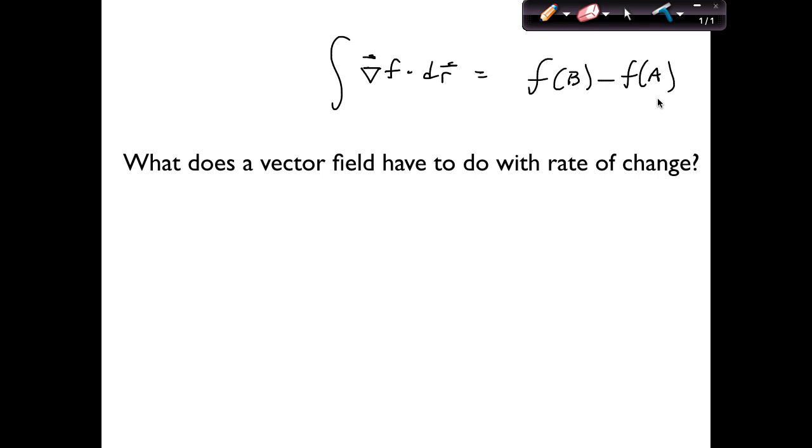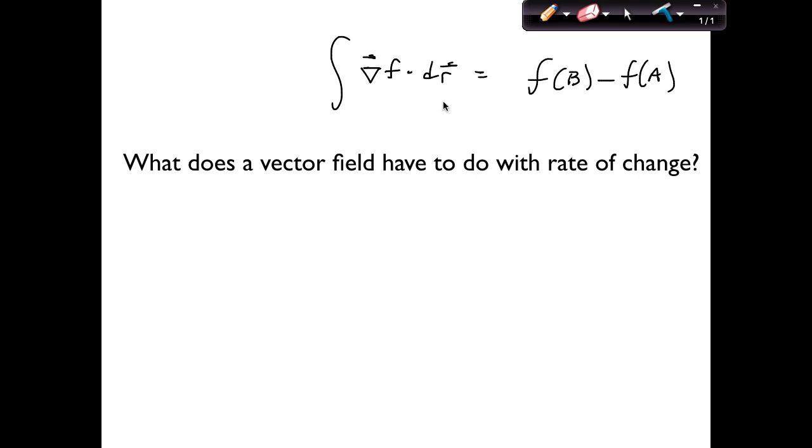Right? The fundamental theorem says the total change or the net change in a quantity can be calculated bit by bit using its rate of change. You can accumulate little bits of change using the rate, and that's what the gradient of f is. It's essentially the rate of change of f.